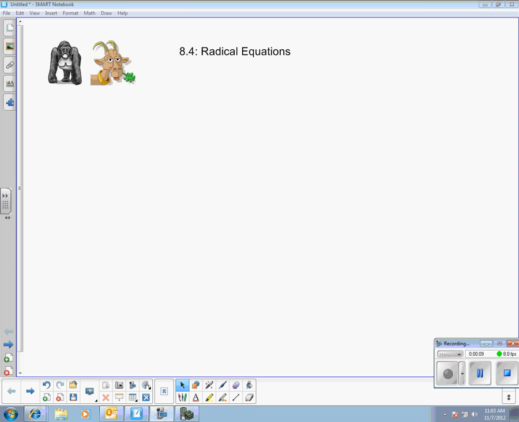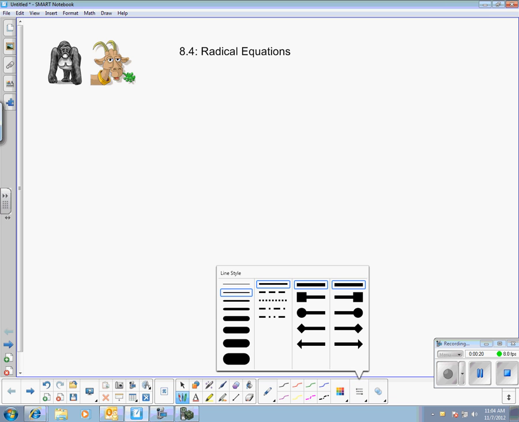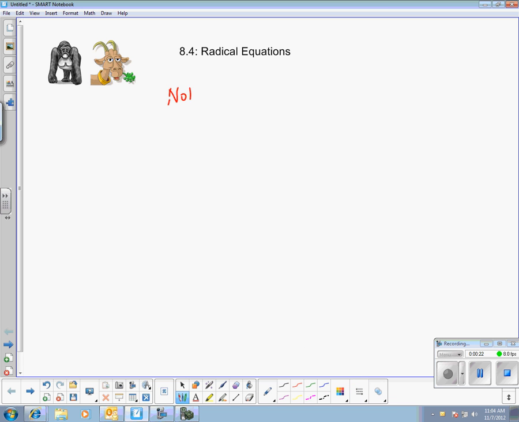Basically what's going on here is you're going to have an equation. It's going to have a radical symbol in it. You're going to have x's underneath the radical symbol. I'm going to start with a quick bit of notes and then examples. So here's the notes portion of this video.